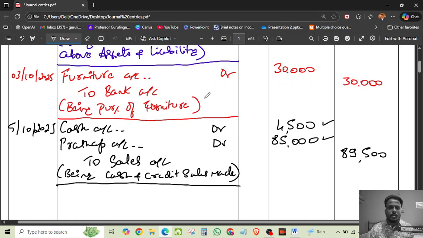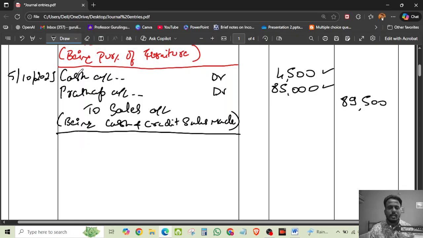If you want me to explain as per the golden rule, cash is a real account, so therefore debit what comes in. Pratap, we have sold goods to Pratap. Sales is an income, so credit all the incomes, so we have credited sales. Here Pratap, again a name, debit the receiver. There is a due from Pratap, so therefore we have debited Pratap.